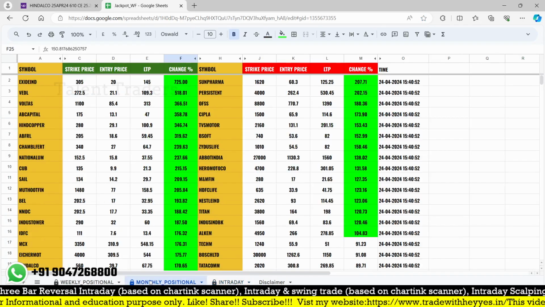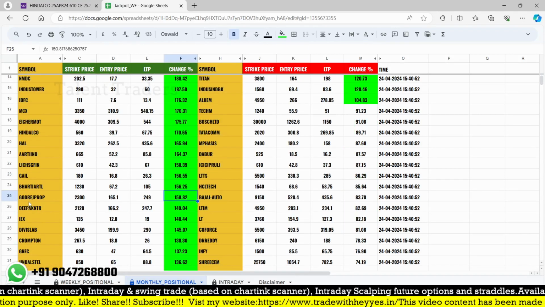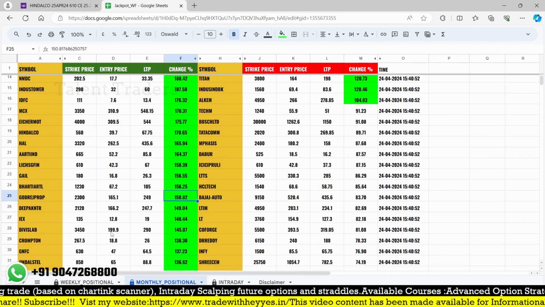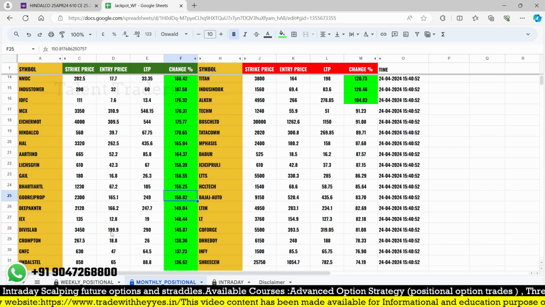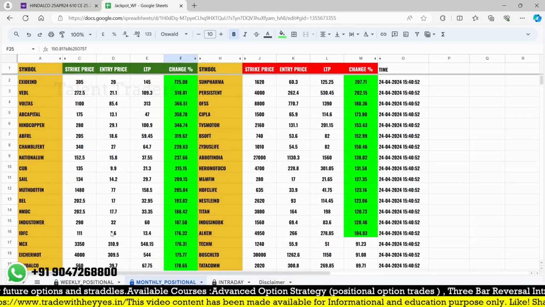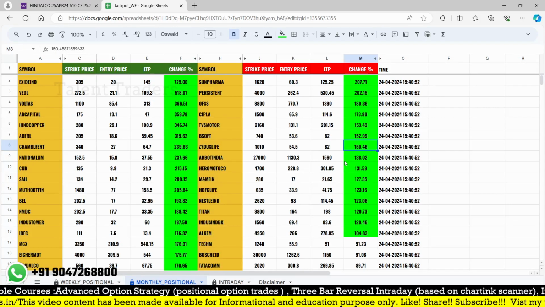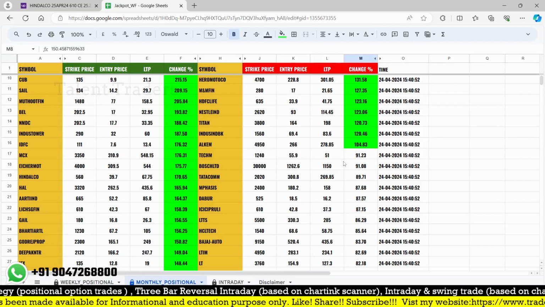First, monthly positionals are based on our advanced option strategy concepts. Almost 25 stocks are nearby more than 150 percentage. That means our 100% is our breakout entry. So almost 25 stocks have given you the breakout. On the input side, right now almost 8 stocks are more than 50 percentage. So there are a lot of opportunities this month.